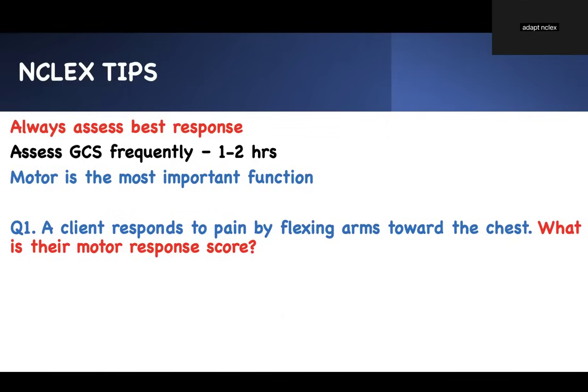A client responds with flexion towards the chest. What is the motor score? You can know that this is OLD BEN. Using OLD BEN, this is M3.